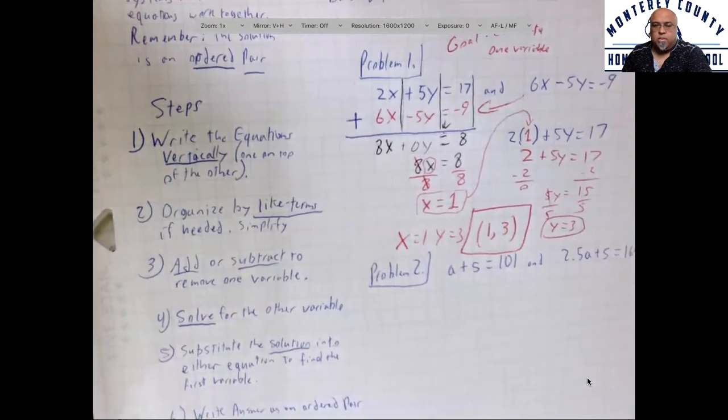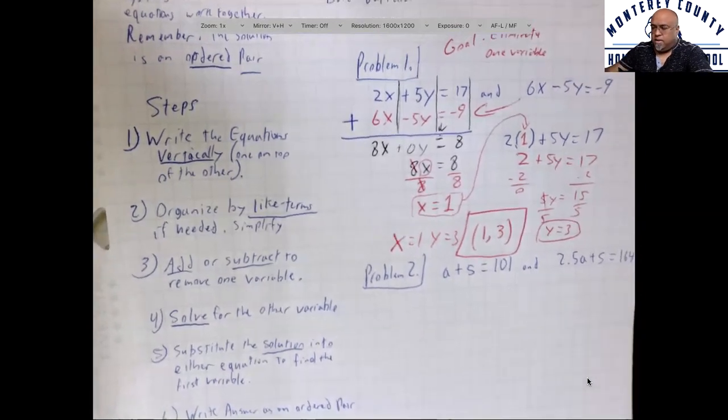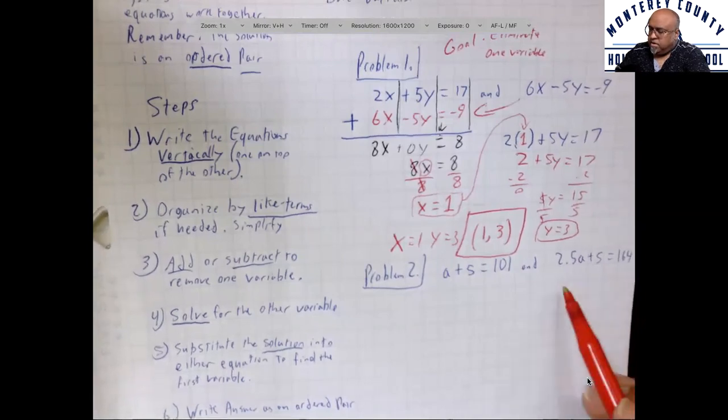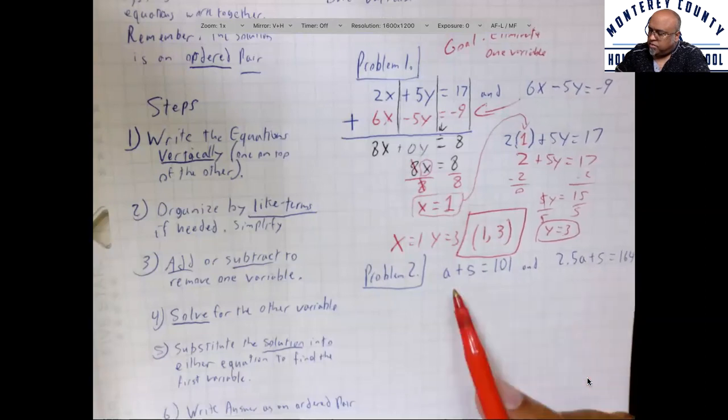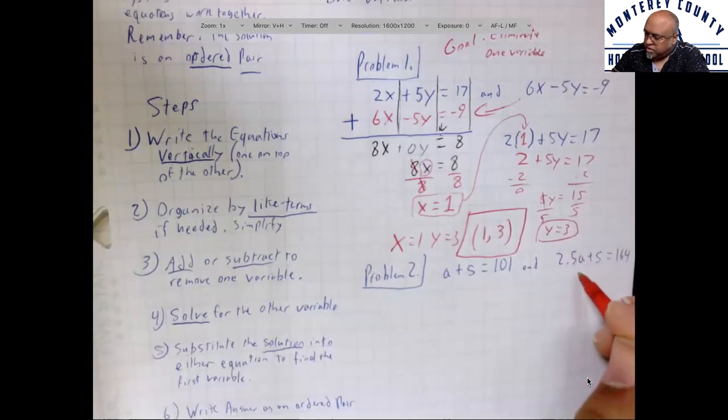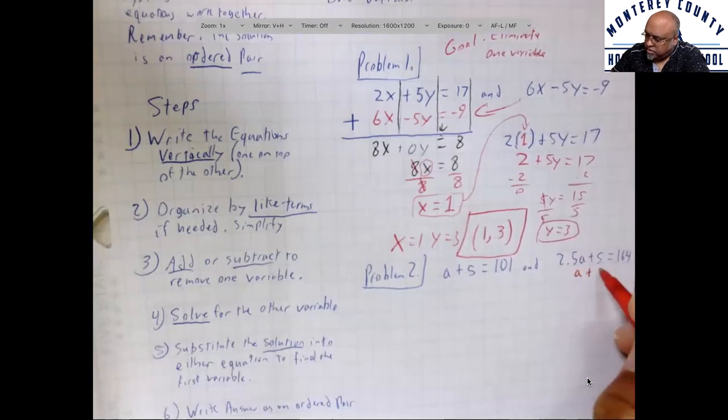Now, let's take a look at problem 2. Let's follow the steps. Take my equations and write one over the other. In this case, this equation looks a little bit bigger, so I'm going to go ahead and write the second equation, the first equation, under the second equation.